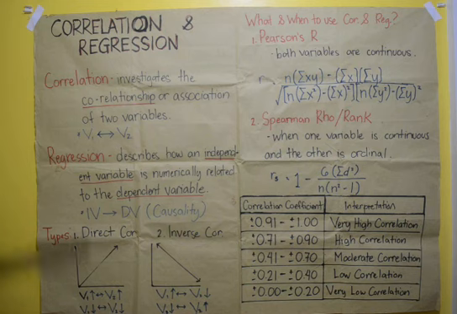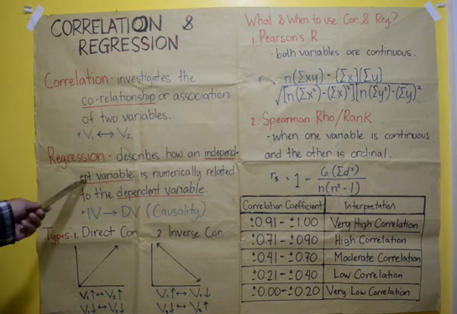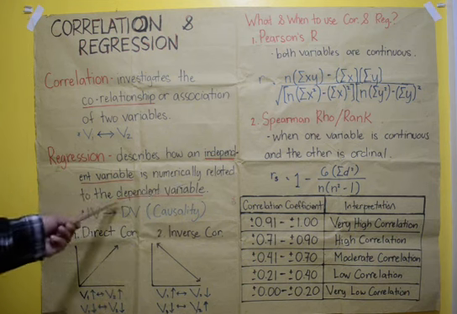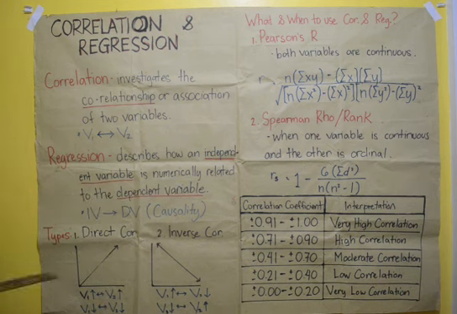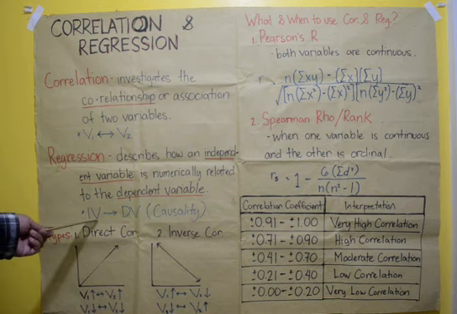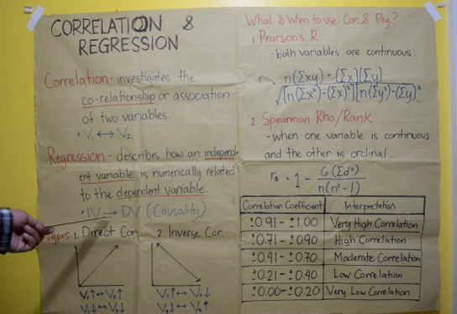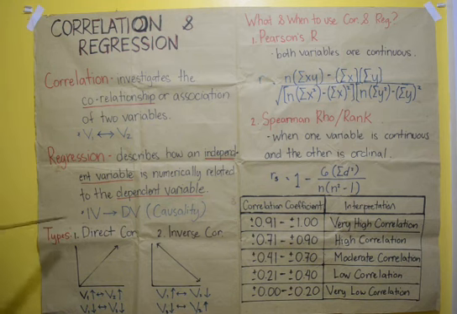While on the other hand, we have regression. Now we use regression in order to describe how an independent variable is numerically related to the dependent variable. So technically, we now have causality. Now when we use the independent and dependent variable, we could now see how the variables are related with one another. So technically, we have the independent variable, the presumed cause, which will now affect your dependent variable.